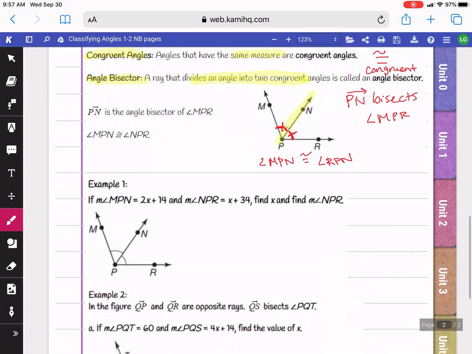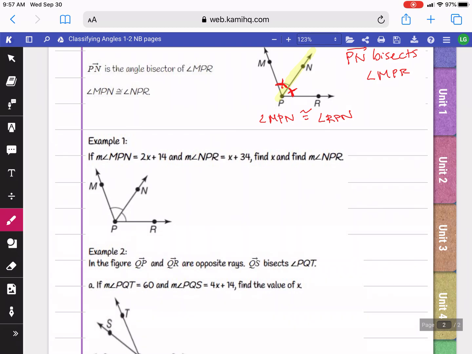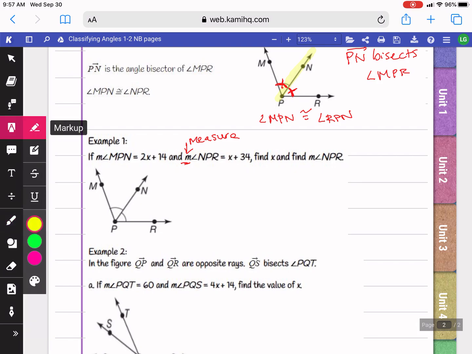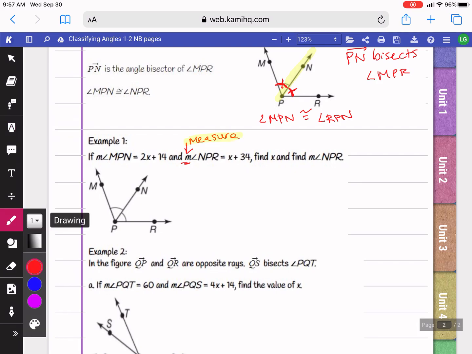So if we look at our first example here, it says if the measure of angle MPN is 2x plus 14. When you see that little m here, when you read it, you're using the word measure. They're saying angle MPN measures 2x plus 14. So I'm going to label that in the picture. MPN is the angle that's made by those three letters. Then angle NPR measures x plus 34. So this angle down here is x plus 34. They want us to find x and then use x to find the measure of angle NPR.